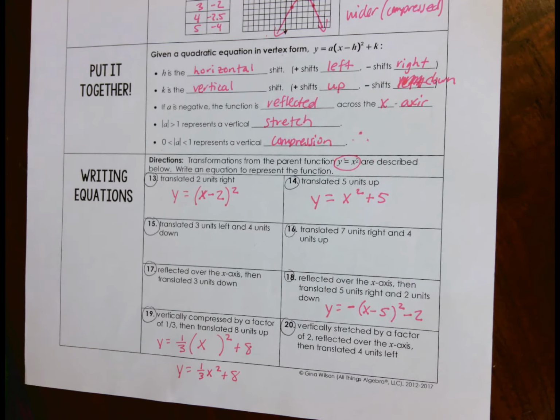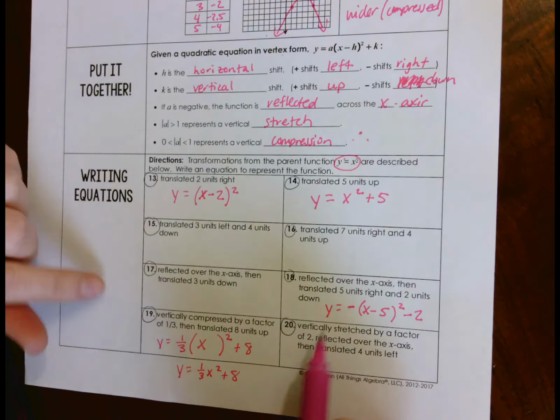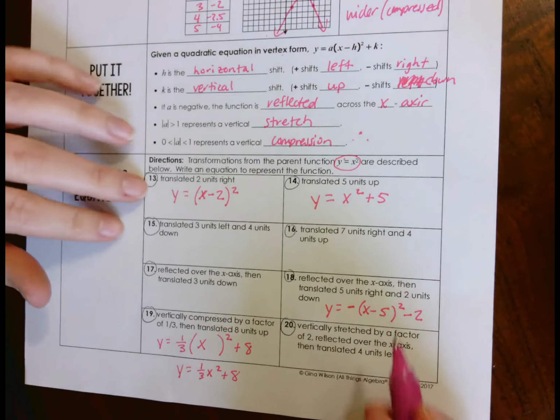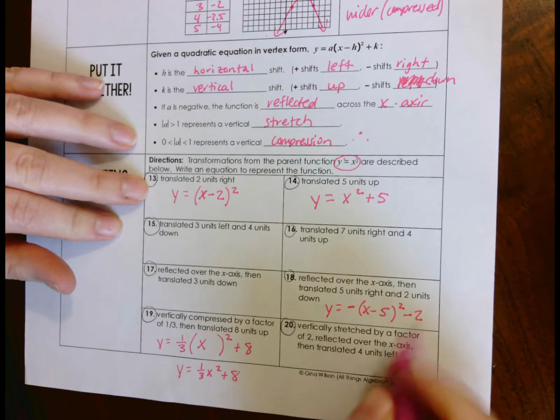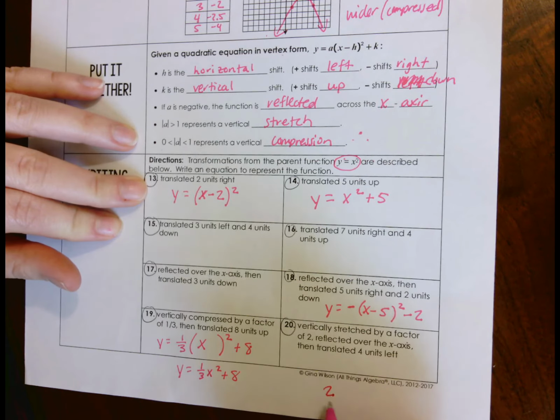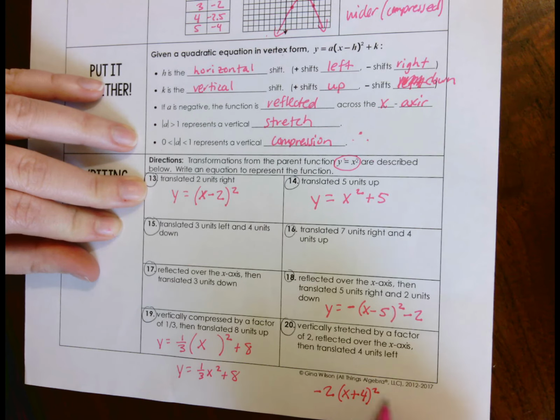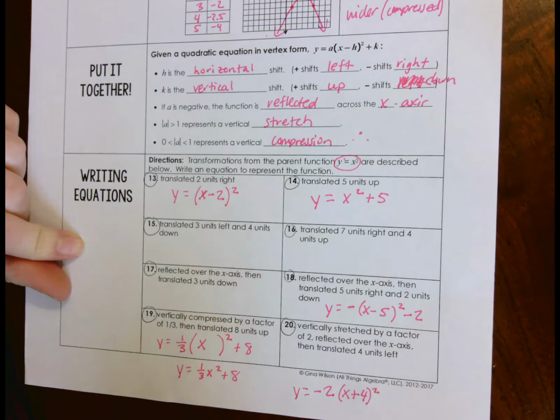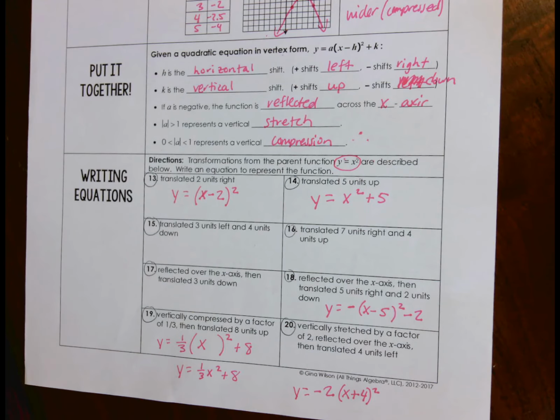Okay, and then the last example I'm going to do: vertically stretched means we're going to pull it, so it's going to be larger. So it's stretched by a factor of 2. It's reflected, so it's going to be a negative, and it's translated to the left, so that's going to be inside the parentheses. Left means a plus 4. There's nothing outside the parentheses because we're not moving it up or down. So y is equal to -2 multiplied by x plus 4 squared.